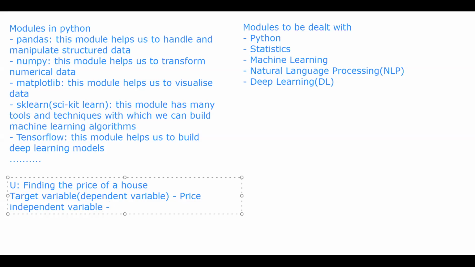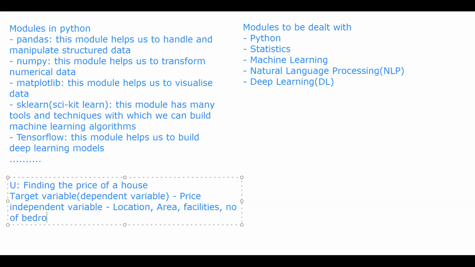Now tell me some features on which the price of the house is dependent. The location and the area, right? Area in square feet or square meters of the house. And availability of facilities, exactly, facilities. It also has the number of bedrooms or the number of bathrooms, and is there a lift or not, and so on, right?